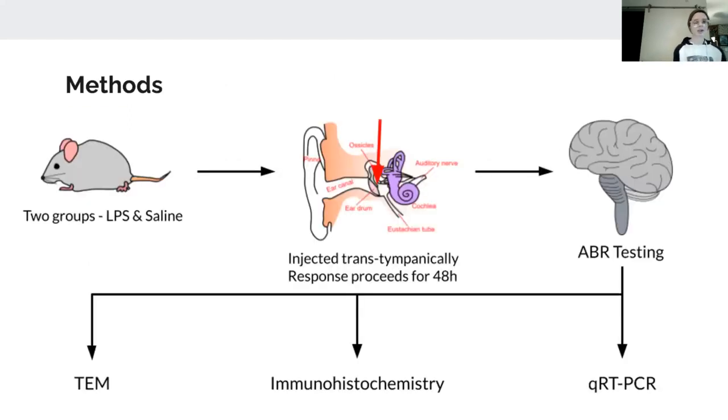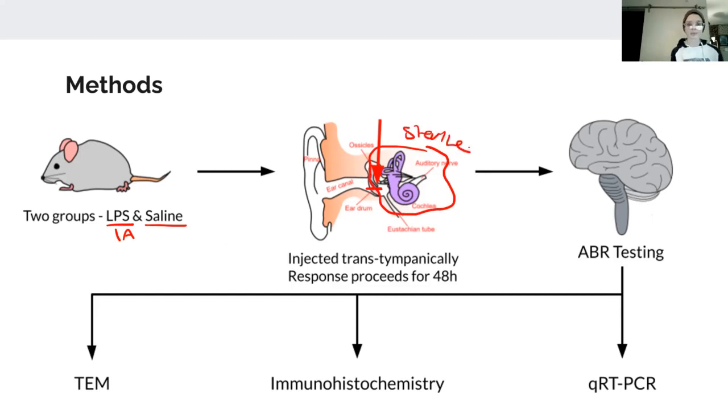And so let's go a little bit into their methods and talk about how they group this up. We broke these mice up into two groups. One of them received lipopolysaccharide, our inflammatory agent, and one of them received saline, which is not going to inherently cause any kind of inflammatory response. And what we did is we injected them transtympanically. That means across this eardrum here into a region that is not really supposed to have access to the outside world, right? This is the sterile region of the ear.